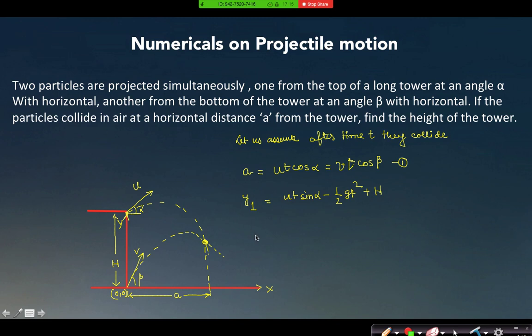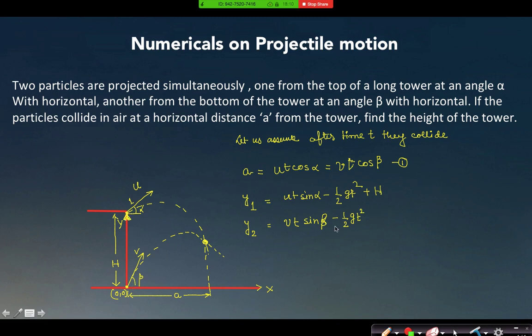You can see, as I have taken this my origin, so the initial position vector of the first particle is plus h. What is the initial position vector of the second particle? Its initial position vector is 0. So its position vector can be written as only Vt sin beta minus half gt square.